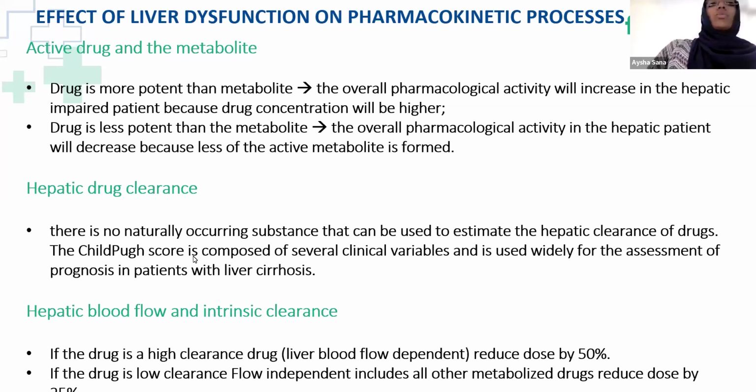So we use the Child score to decide on the dosing of hepatotoxic drugs. Last is the hepatic blood flow and intrinsic clearance. If the drug has a high clearance, that is, it is highly liver blood flow dependent, you have to reduce the dose by 50%. And if the clearance of the drug is low, that is, it is independent of the blood flow, and for all other metabolized drugs, you have to reduce the dose by 25%. So that is a dose consideration based on the clearance of the drug.